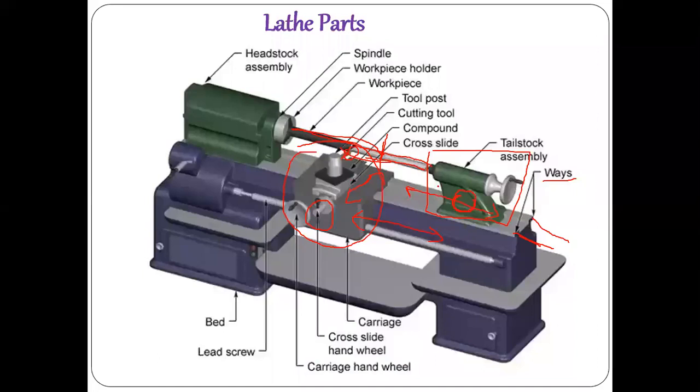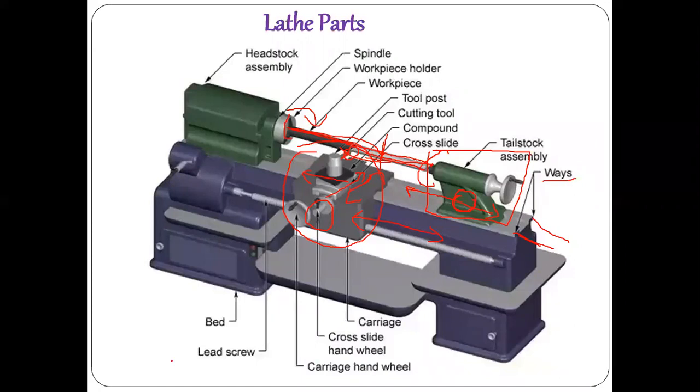This means the carriage is moving in this direction. So remember, the carriage is moving parallel to the axis of rotation, and the cross slide is moving perpendicular to the axis of rotation. So these two are the secondary motions, and this is the primary motion, the cutting motion. So the rotation of your axis, that motion is called the primary cutting motion.